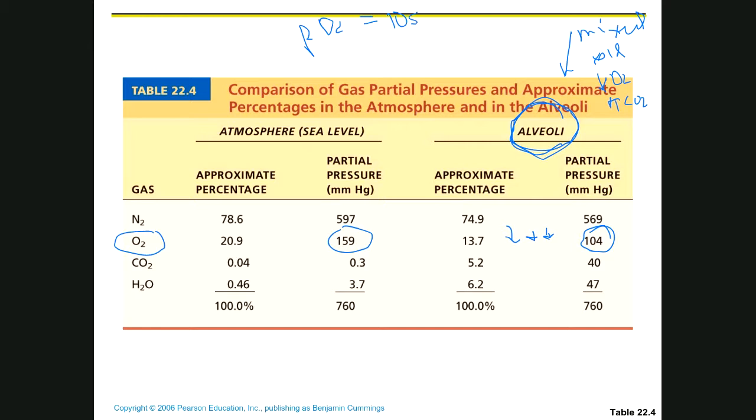And look what happened to carbon dioxide. There was very little carbon dioxide in this air. But remember, we mixed it with old air, and it's got a lot more carbon dioxide in it. And so if we look at the partial pressure of carbon dioxide down in the alveoli, look how much it's gone up, way, way up. So the partial pressure of carbon dioxide down in the alveoli is about 40, not 0.3, but 40.